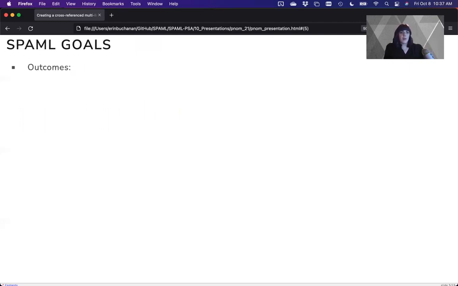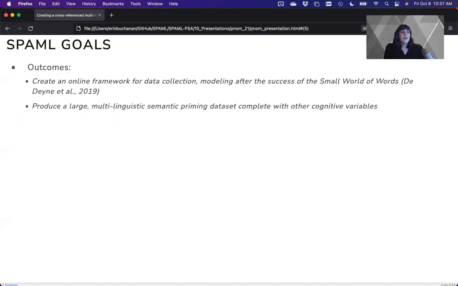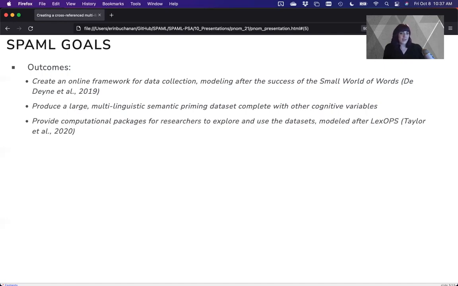So the goals of the SPAM-L project are threefold: to create an online data collection portal that's modeled after the success of the Small World of Words project so that anyone can collect data anywhere; to produce a large multilinguistic semantic priming data set complete with other variables you might be interested in, like age of acquisition, familiarity, concreteness, or imageability, and to do this in up to 44 different languages; and then provide a computational package so researchers can use and explore these data sets, modeled after the great work by Jack Taylor in LexOps.